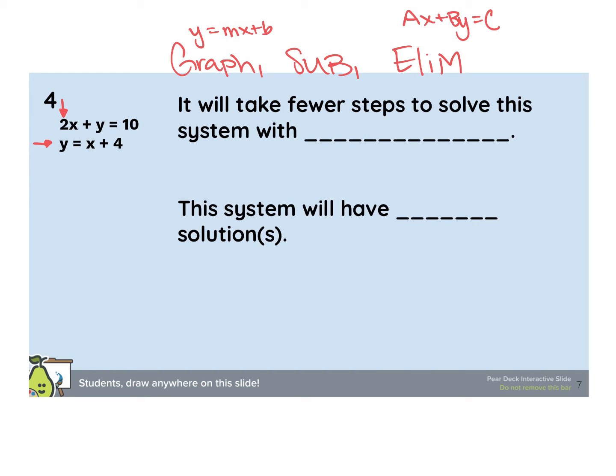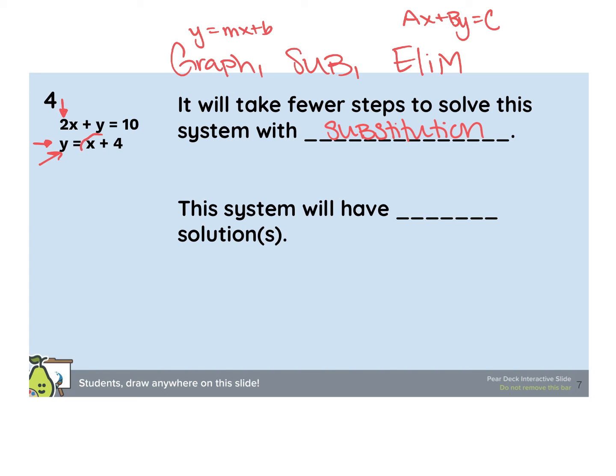It's set up for substitution because one of our equations, this one here, has been solved for x or for y. And in this case, we solved for y, okay? So it's going to take fewer steps if you solve this system with substitution, okay? Then it's going to ask you, what are you substituting, okay?